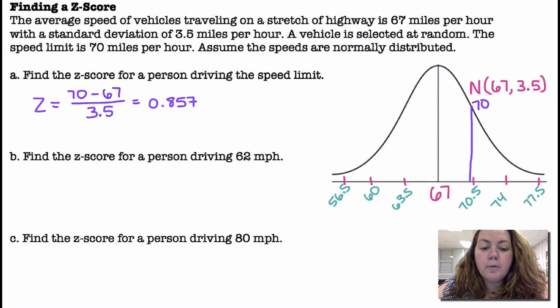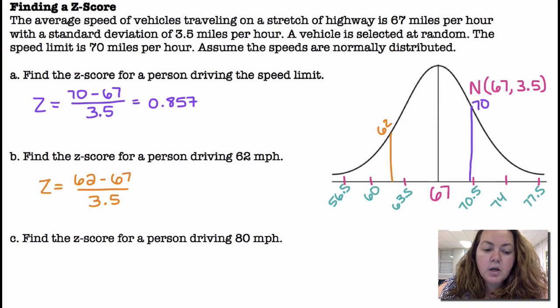Find the z-score for a person driving 62 miles an hour. All right, well, 62 is going backwards, so it's going to be a negative z-score, and it's going to be negative 1 point something. All right, so z equals 62 is my value that I'm finding it for, minus my mean, which is 67, divided by my standard deviation, which is 3.5. That gives me negative 1.429.